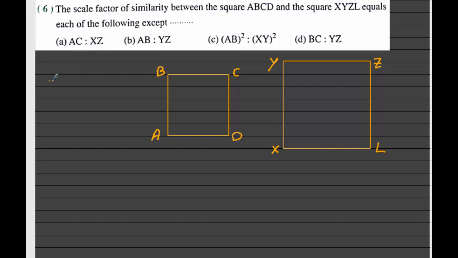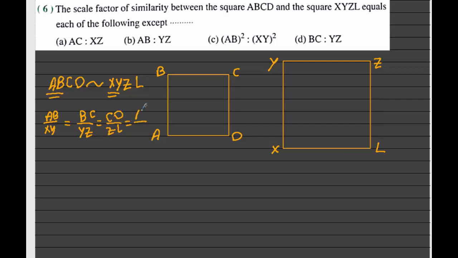So let us write it here, the square ABCD is similar to square XYZL. So we can say that AB over XY, as a result of similarity, equals BC over YZ, equals CD over ZL, equals AD over XL. Okay.